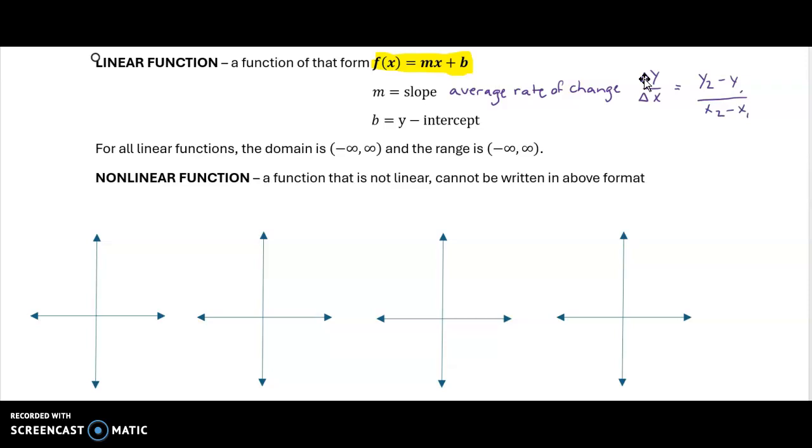b is our y-intercept. So when we look at a function in this format, f of x equals mx plus b, we know that m represents our slope and b represents our y-intercept, or where the function crosses the y-axis. For all linear functions, the domain is all real numbers, negative infinity to infinity, as is the range, meaning we can put any number in for x and we can get any value out for y. Functions that are not linear or cannot be written in the above format are called non-linear functions.